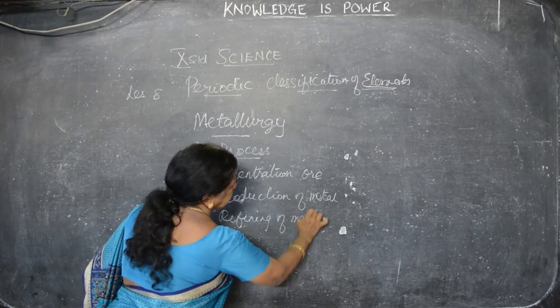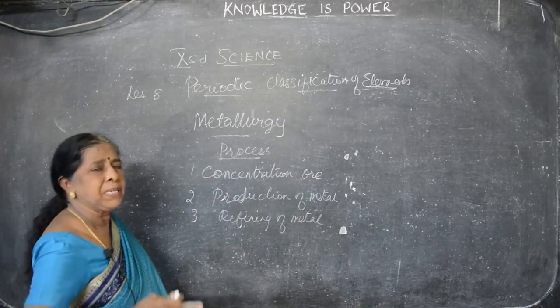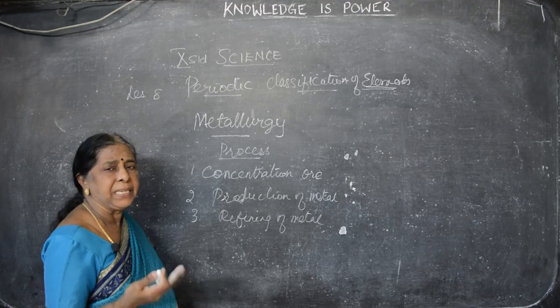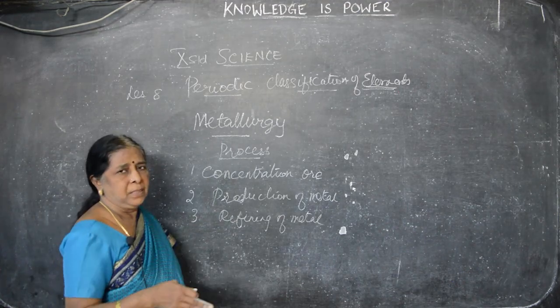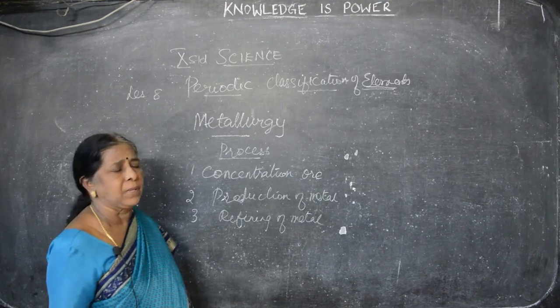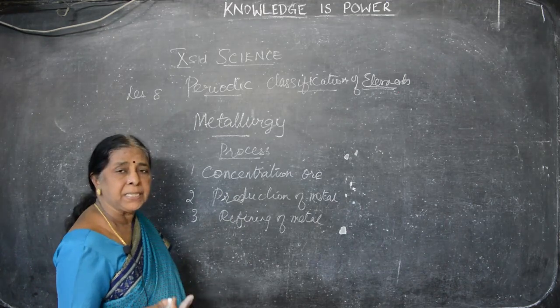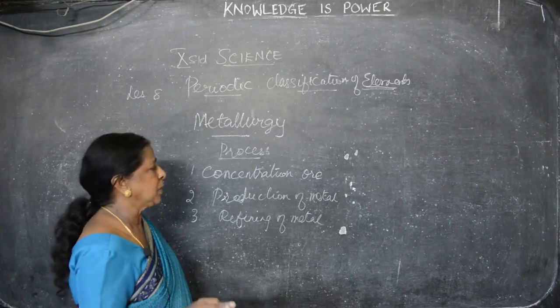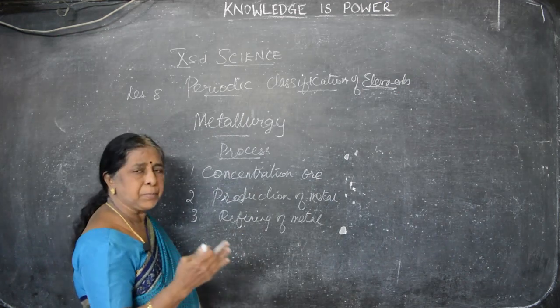What are the three stages? First one, concentration of ore. That is, we are digging minerals by mining. Mining means what? Digging under the earth. From which place? Geologists will say in which place we get gold, diamond, silver, like that. We have to dig out the place and take it out. While you are getting the metals, they are not in the pure form. They are in combination with many impurities. So from that we have to separate.